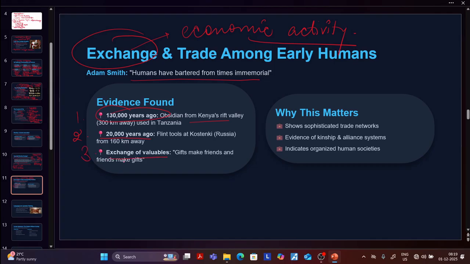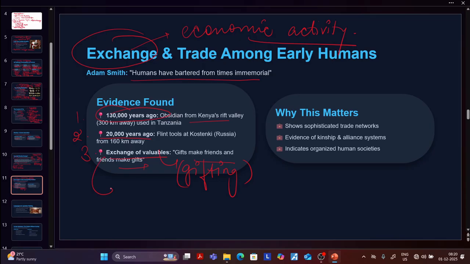Third, exchange of valuables. The principle of gifting. Gifts make friends and friends make gifts. This is profound because exchange wasn't merely transactional, buying and selling as we think of it today. Exchange was relational. When you gave someone a gift, you created an obligation. They now owed you, not necessarily the same item, but a reciprocal gesture.